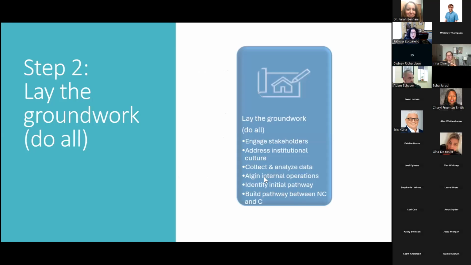Right. Okay, so the next step is to lay the groundwork. This, as we've talked about, does harken back a bit to the idea around removing barriers, the way that you'll be laying the groundwork. And for this, you'll want to hit all of the buckets inside this step: engage stakeholders, address institutional culture, collect and analyze data, align your internal operations, identify that initial pathway, and then go ahead and build it.